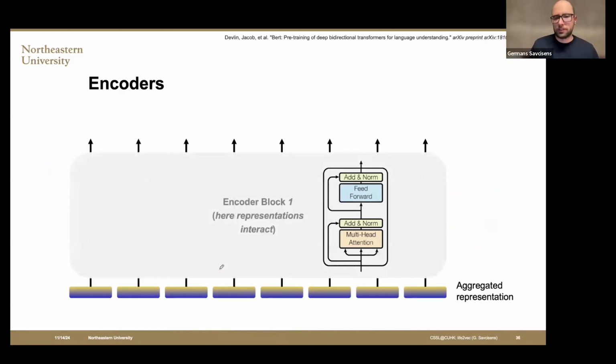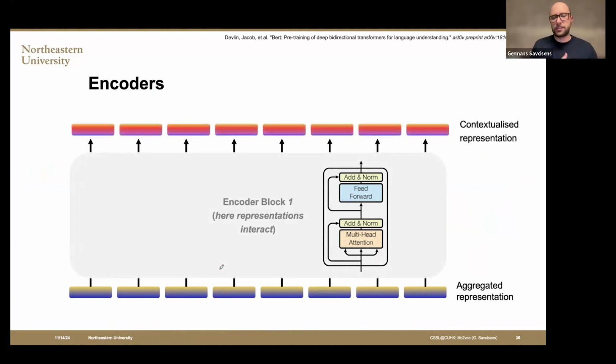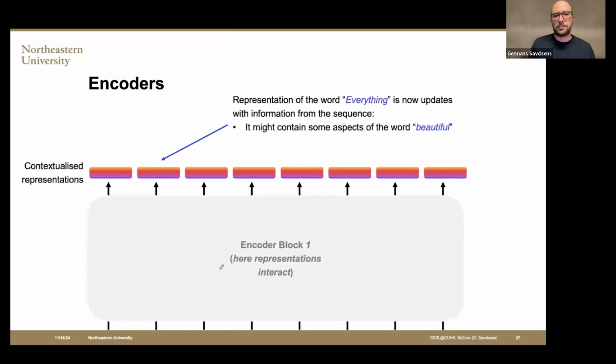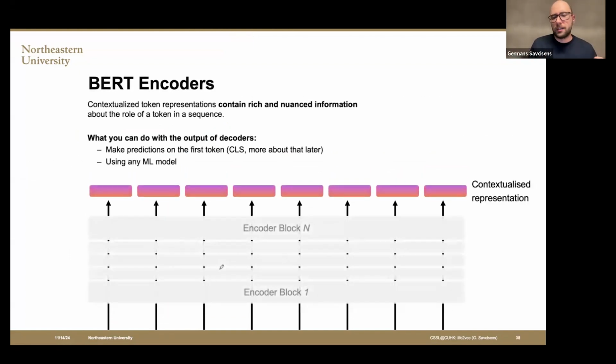In the encoder blocks of transformer models, of LLMs, the vectors are allowed to interact with each other. So the encoder block still gives you one vector per word in your sequence. But at this point, this new vector is going to contain some information about the sequence that it exists in. So in this dumb example, the word everything is going to contain some information about the word beautiful, for example. And you would pass the sequence through multiple encoder blocks.